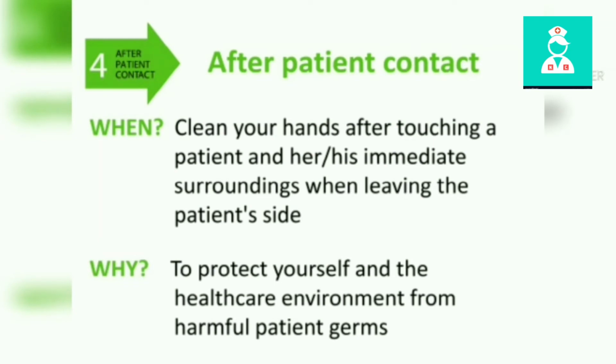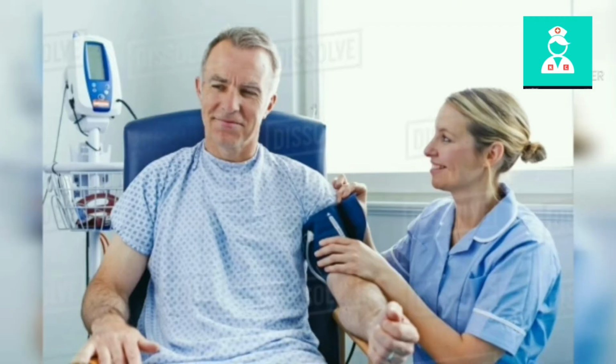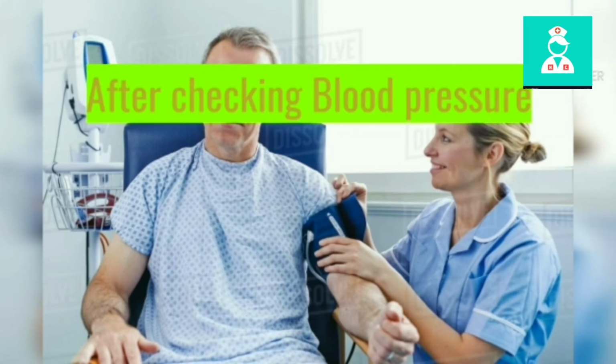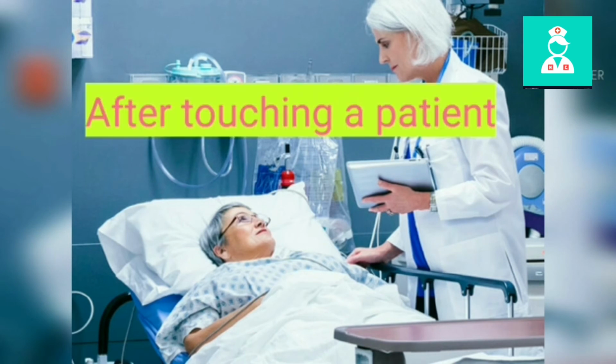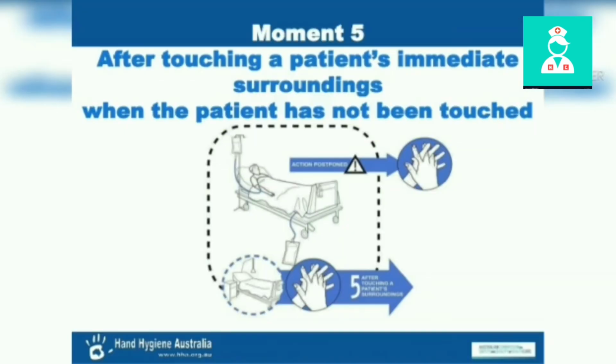Moving on to the fourth moment, that is after patient contact. We need to clean our hands immediately after touching a patient or his or her immediate surroundings to protect ourselves and to protect the patient. The examples are after taking the clinical observations, for example, after checking temperature, blood pressure, oxygen saturation, or after close contact with the patient or after touching a patient. So we need to make sure that our hands are clean so that we will prevent healthcare associated infection.